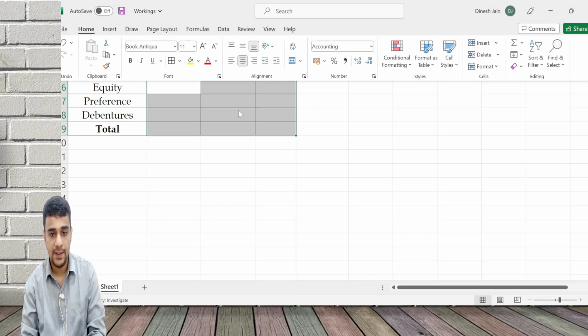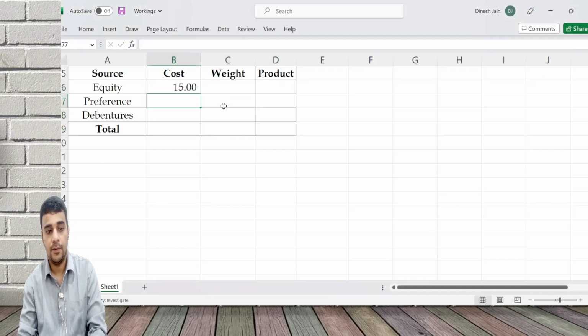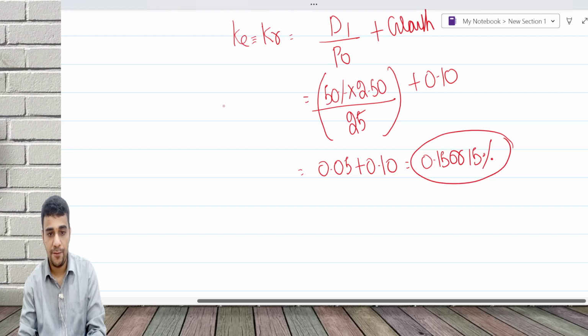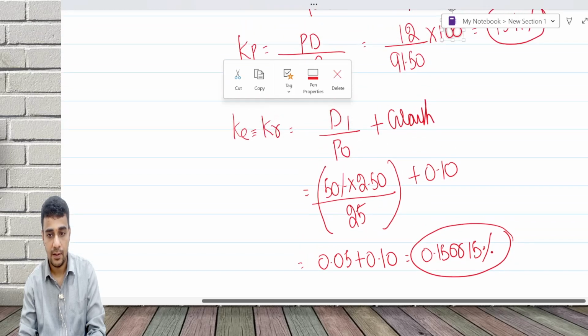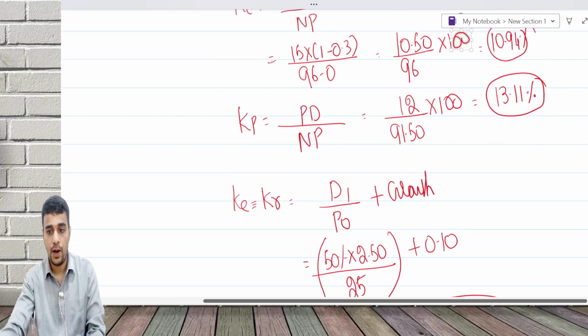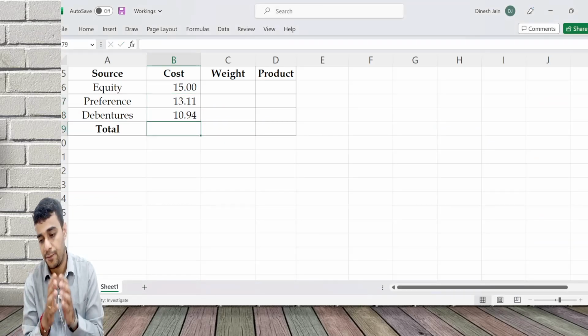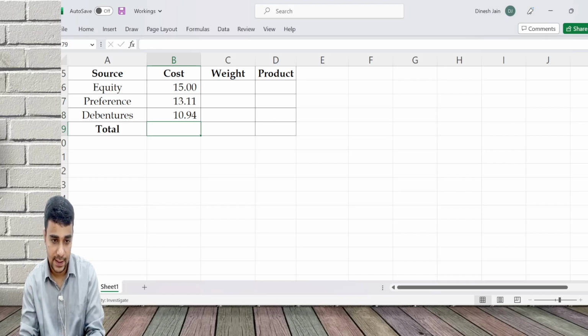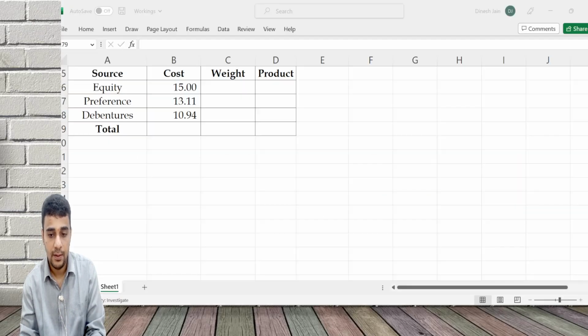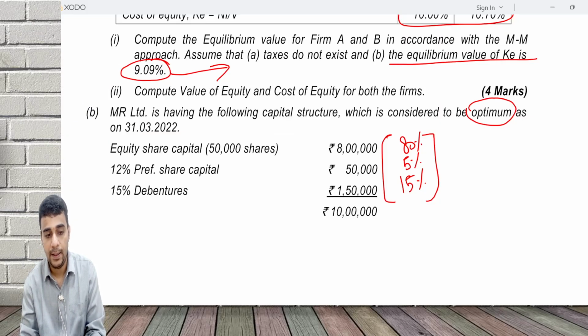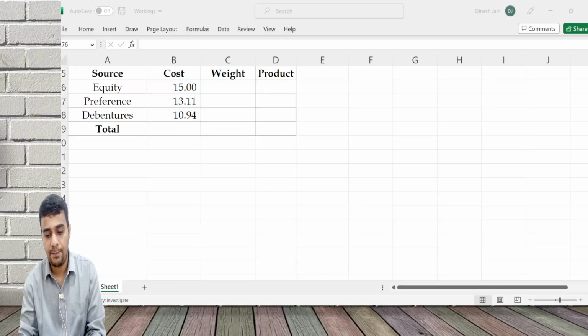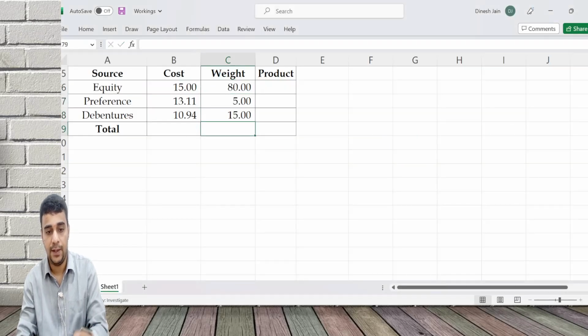Cost of equity is 15%, cost of preference is 13.11%, and cost of debentures is 10.94%. Some rounding differences can come in our solution as compared to ICAI. Any money I raise, the proportion is going to be 85 and 15. This is the proportion to be followed.